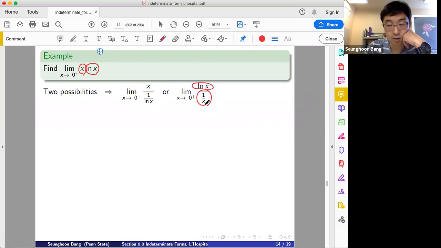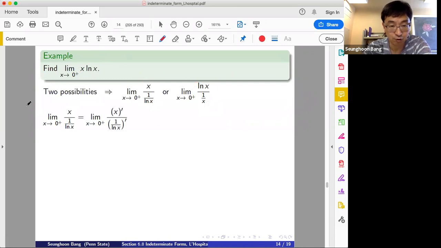So which one is better? Only trial and error. So we have it like this. You can try the first possibility and use L'Hopital's rule. So x prime is exactly 1. What is the derivative of 1 over ln of x? Use the quotient rule: the 1 prime times ln of x minus 1 times ln of x prime, over the bottom, ln of x squared.